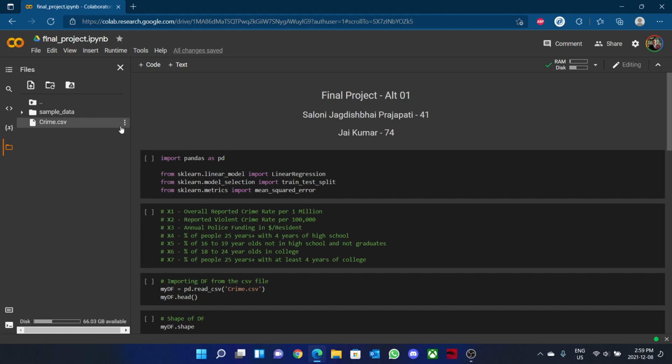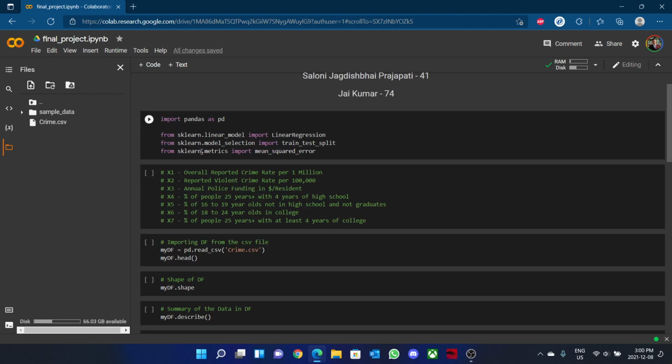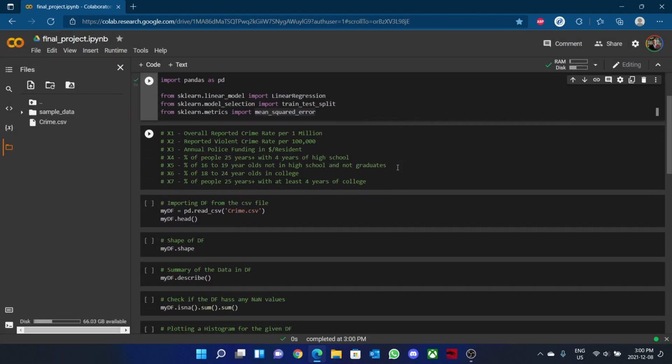First of all, in the project, we'll import the crime CSV file, which is provided to us. After that, we'll import the required libraries: pandas for extracting the data frame from the CSV file, the linear model, because we need the linear regression, the model selection, which will split our data into training and testing data. And from sklearn.metrics, we are getting the mean squared error, which we have to find to check how accurate our predictions from the machine are. So let's import it. Okay, the libraries are imported.